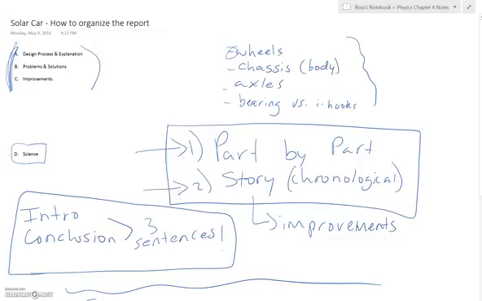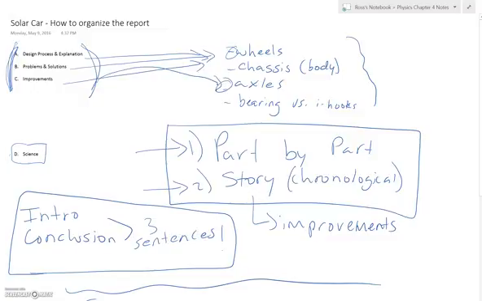So part by part is after your introduction, you start talking about the wheels. So you talk about your design ideas for the wheels, any problems, solutions, and construction notes that you have about using those wheels, and any improvements that you have for the wheels in the future. Maybe get different wheels or add rubber bands. And then you do the same thing when you're talking in your paragraph about the chassis and your paragraph or 2 about the axles, right? You would talk about these 3 things over here.